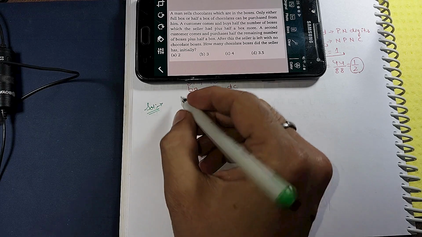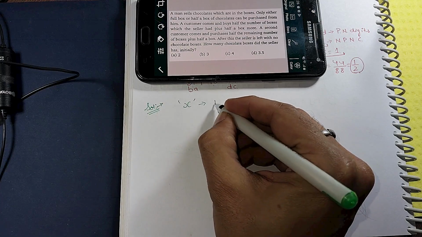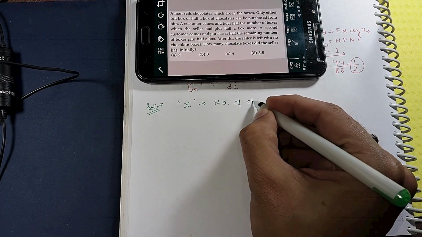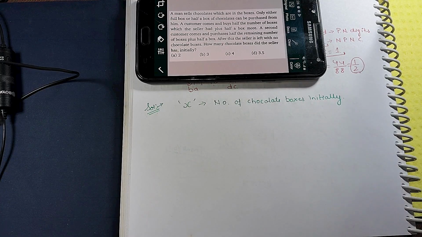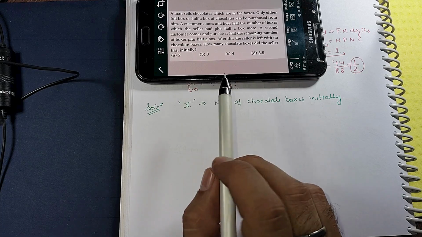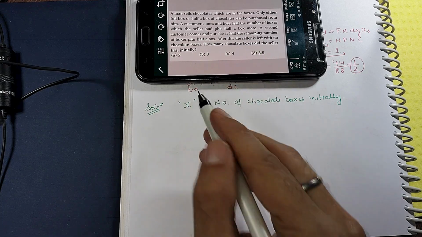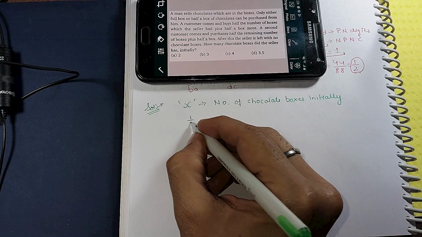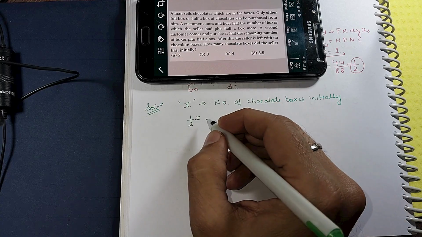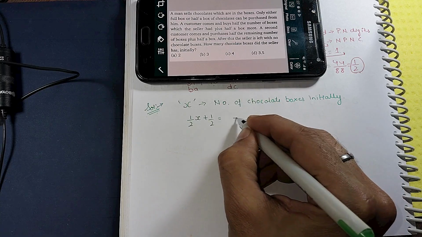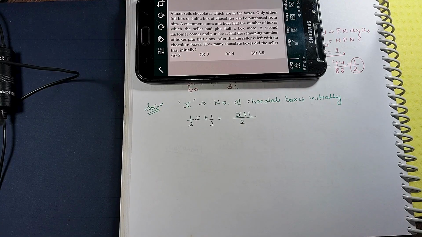So let us suppose the seller had initially X number of chocolate boxes. Now, according to the condition, a customer comes and buys half the number of boxes. So that means he buys 1 by 2 of X plus half a box more. So that means 1 by 2 of 1, so that will be 1 by 2. So taking 2 LCM, he buys (X plus 1) by 2.